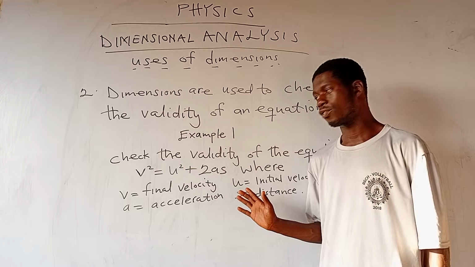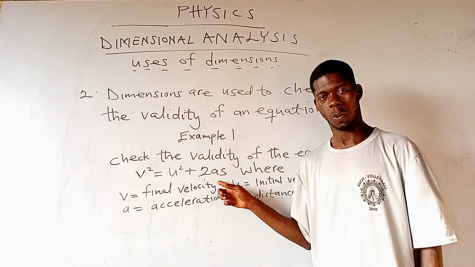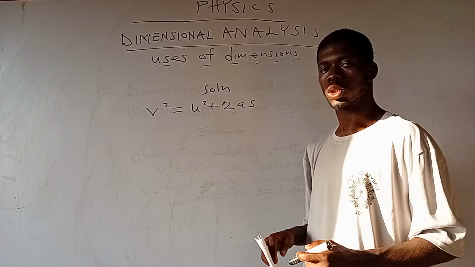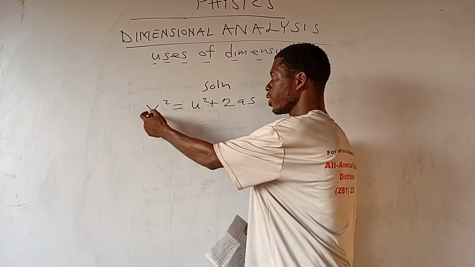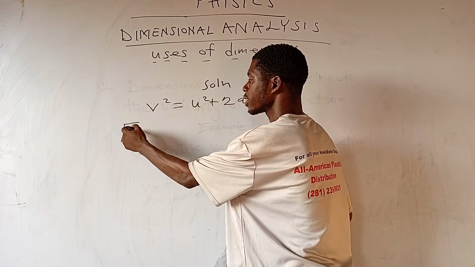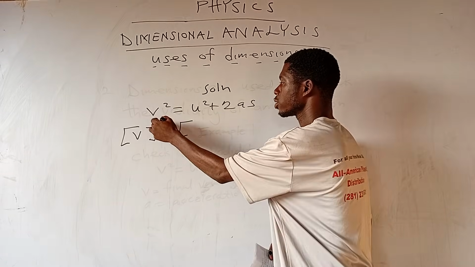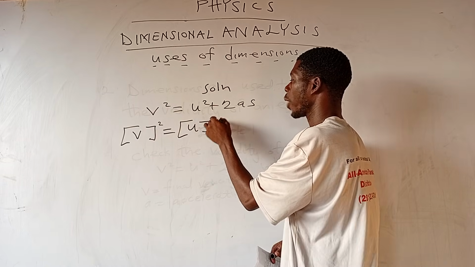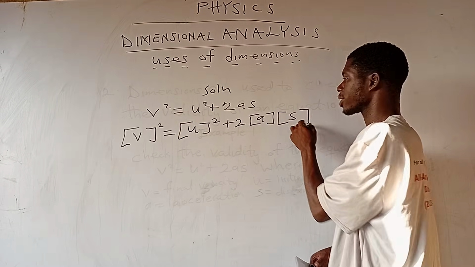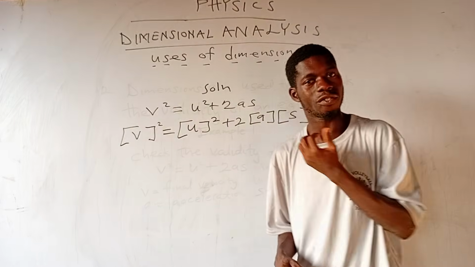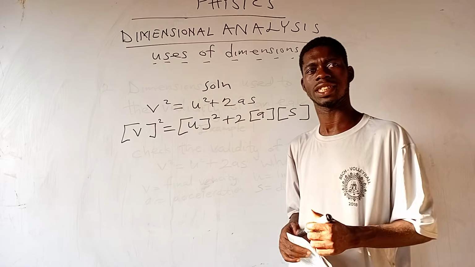So now we are going to use dimension to check the validity of this equation. We take the dimension of the terms. The final velocity v equal to the dimension of u squared plus 2 acceleration times x. So you take the dimensions of the terms. What's the dimension for velocity?